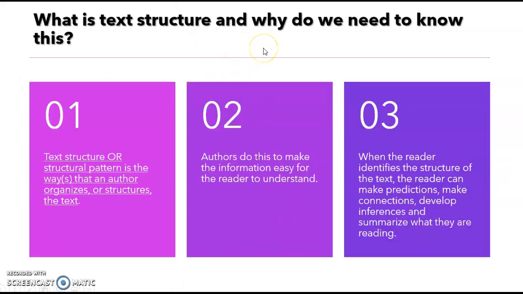So what is text structure and why do we need to know this? That's one of the questions I know students have often. Okay, so I'm being taught this, but why do I need it to become a better reader? Well, first of all, what is text structure or structural pattern? It's the way that an author organizes or structures or sets up the text, okay? And authors do this to make it easier for us to understand. When I'm reading something, if I can pick up on the text structure or the structural pattern, I'm able to do some really neat things while I'm reading.